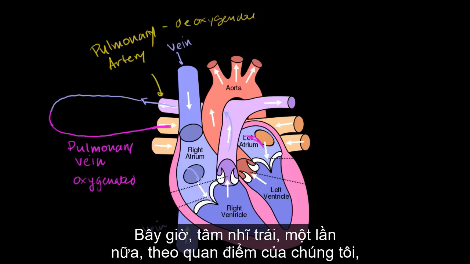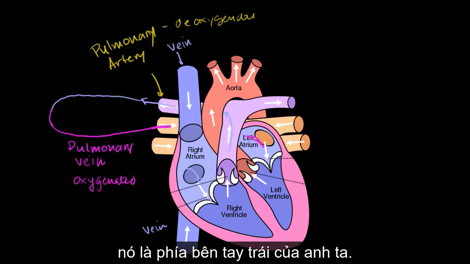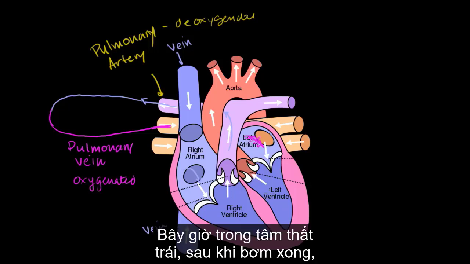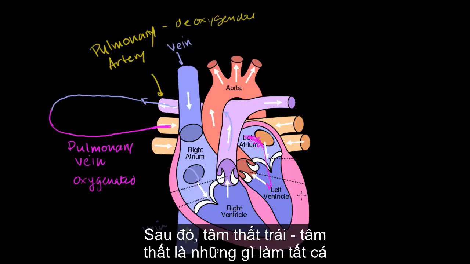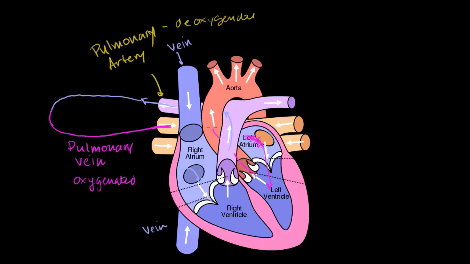Now the left atrium, once again, from our point of view, is on the right-hand side, but from the dude looking at us, it's his left-hand side. So it goes into the left atrium. Now, in the left ventricle, after it's done pumping, it expands, and so that oxygenated blood flows into the left ventricle. The ventricles are what do all the pumping. It squeezes, and then it pumps the blood into the aorta.